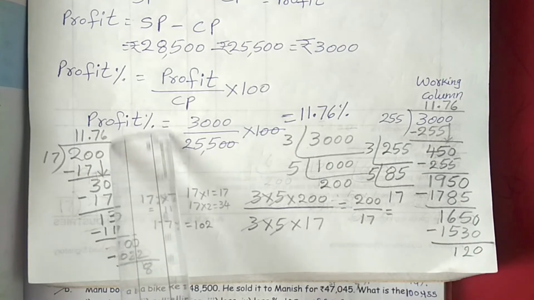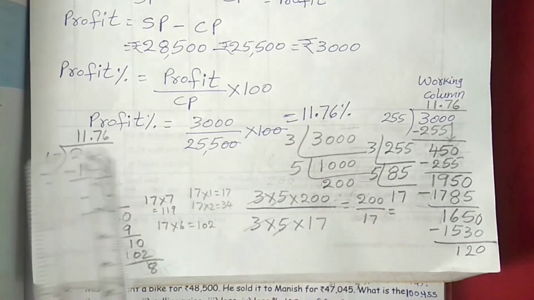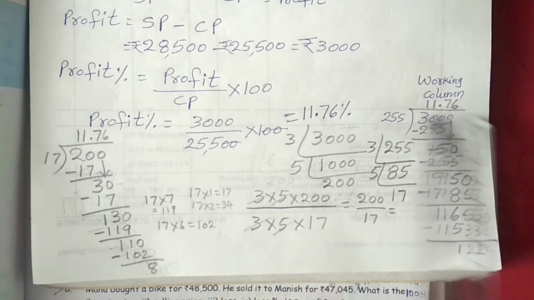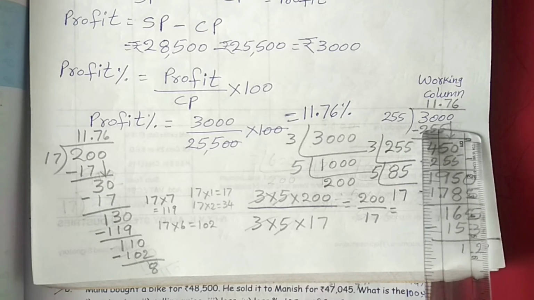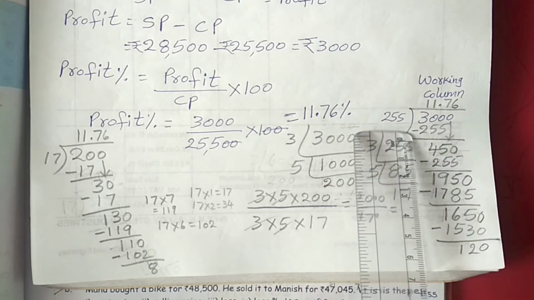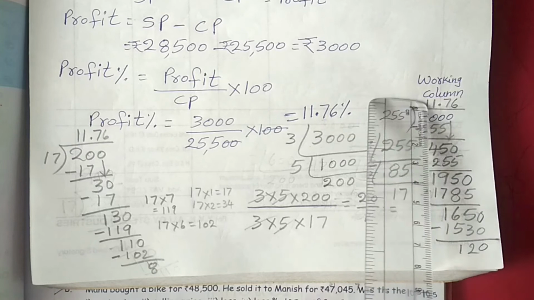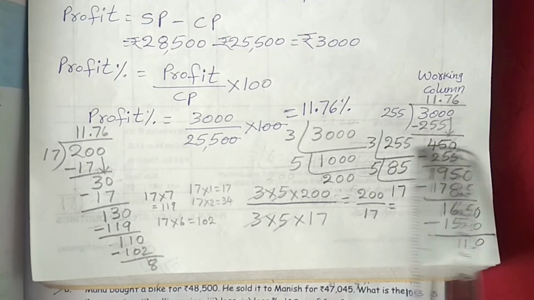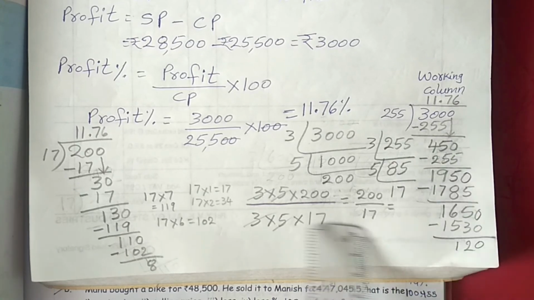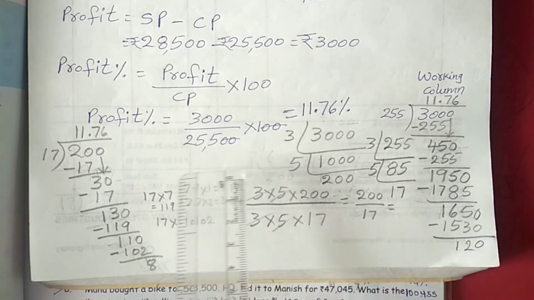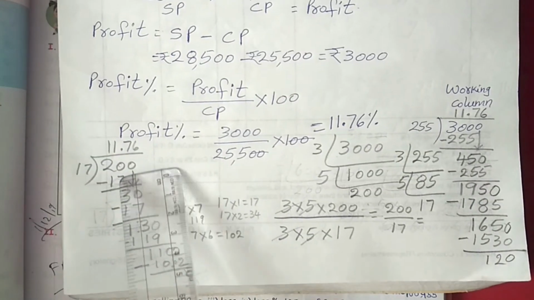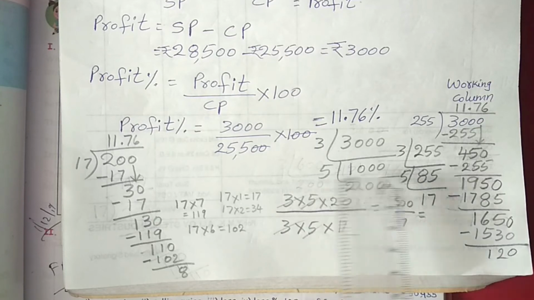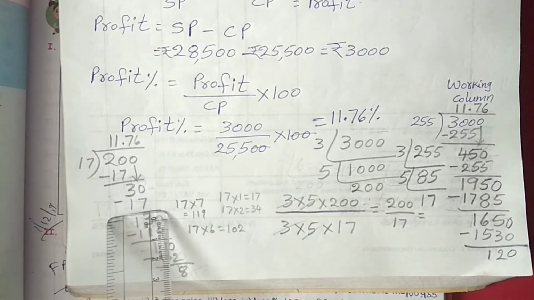Now I can do the division easily over here. 200 divided by 17 is easier than doing division for 3,000 divided by 255. See, such lengthy multiplication and subtractions, we can't do it, right? So this is a simple method, by finding the least common multiple and doing the division.